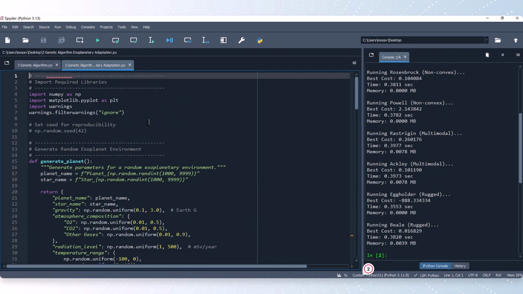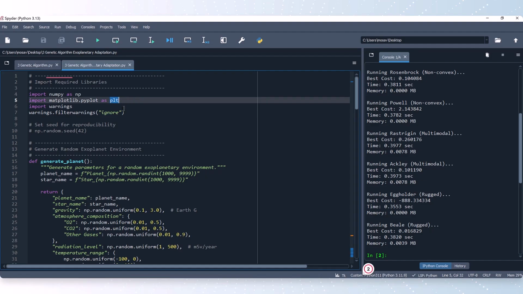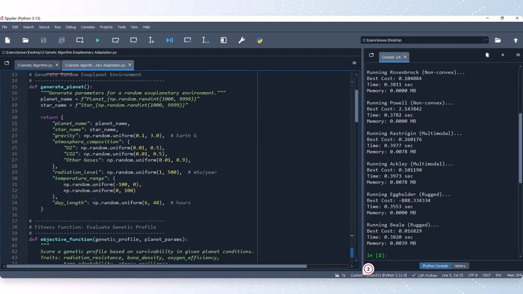Okay, we go to the genetic algorithm for the exoplanetary adaptation simulation problem. Here we are going to import the required libraries. Here we have the planet function, which is called generate planet. We are going to generate parameters for a random exoplanetary environment, like the name of the planet, the stars, the gravity, atmosphere, the range of them, the gases, oxygen, carbon dioxide, and other gases, and also radiation level, temperature, and day length. As you can see, there is a range for each parameter.